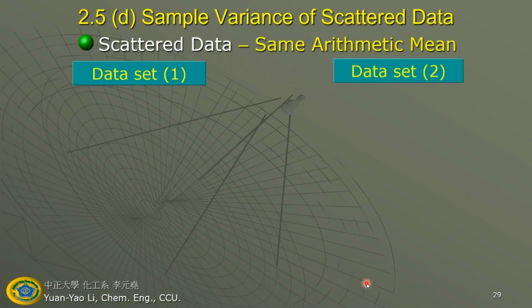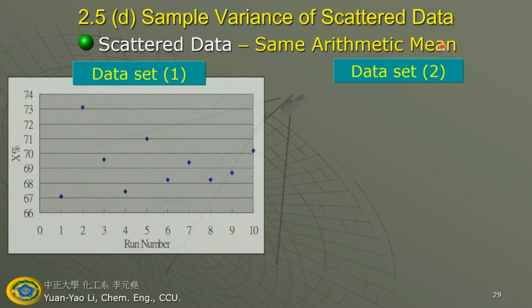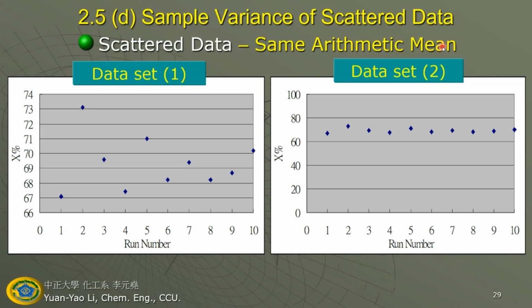these two sets, set 1 and set 2, got the same arithmetic mean, the same average number. This one looks like this, and this one looks like this. Could you tell me which data set is better, data 1 or data 2? These two got the same average number. Which one is better?